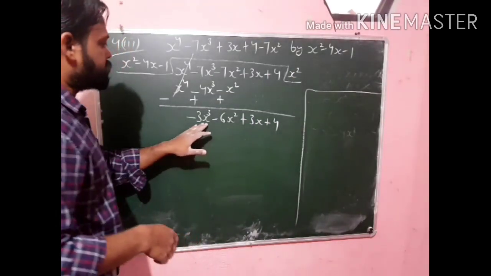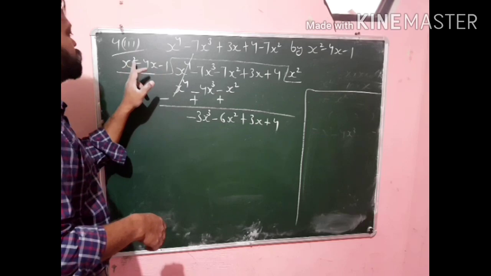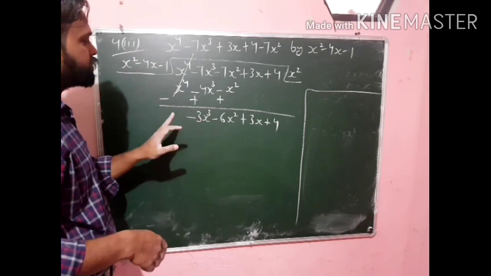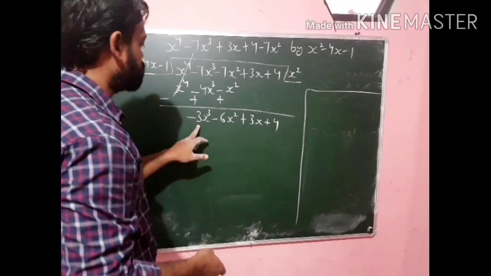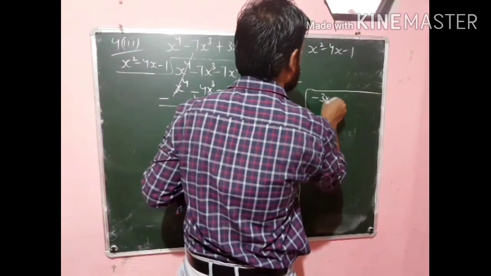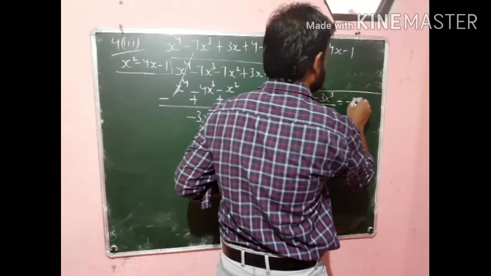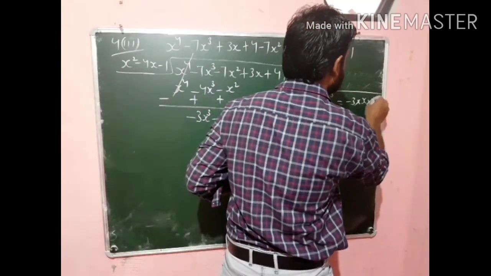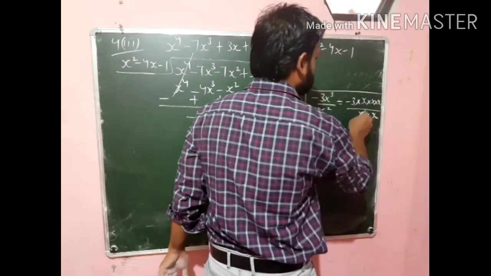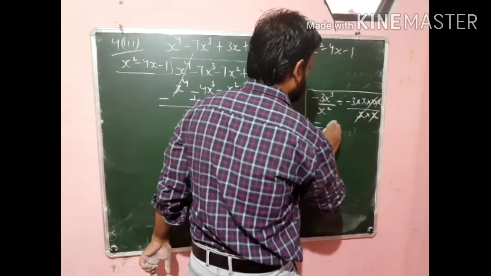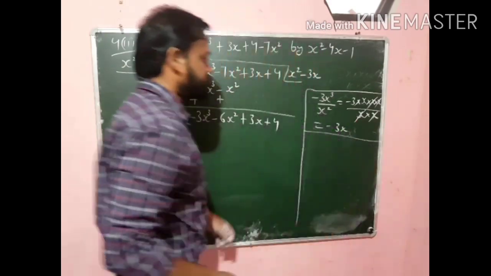Okay, now again you can see here is the power 3 and the highest power in the divisor is 2, so 3 is greater than 2, so it means we have to continue the division. So now again this is minus 3x cube over this x square. Again this is minus 3, x is for 3 times, and in the denominator x is for 2 times. So cancel out the common factors and we got minus 3x. So write down this minus 3x here.